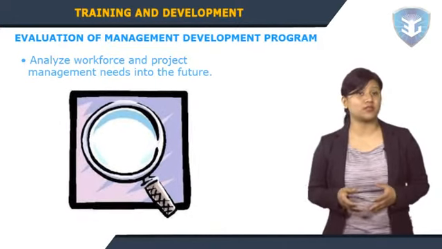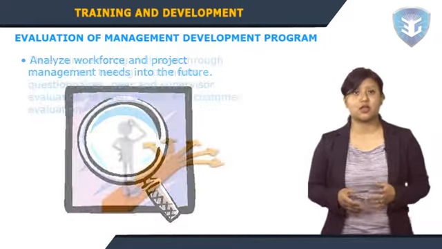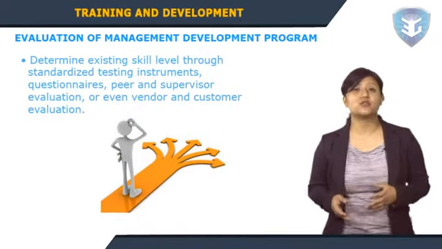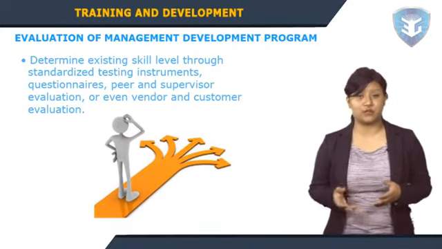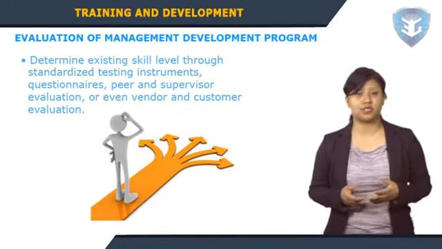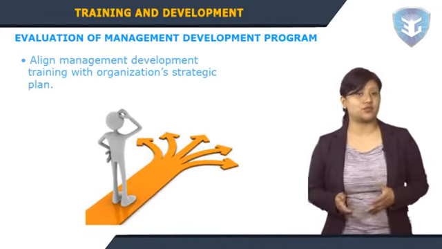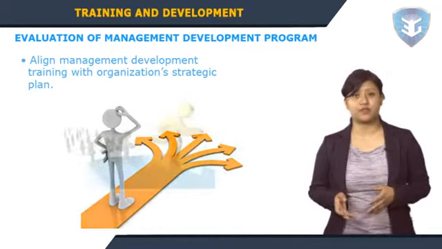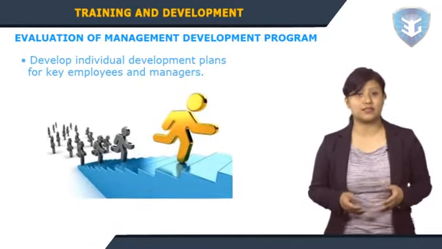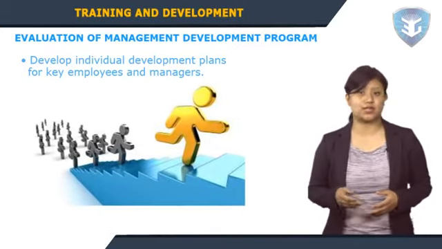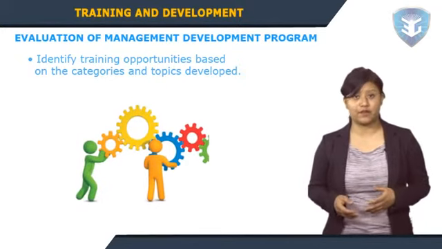Succession planning is an important part of management development and a key to ensuring strong leadership. Determine the existing skill level through standardized testing instruments, questionnaires that ask managers to identify their own information gaps and needs, peer and supervisor evaluation, or even vendor and customer evaluation. Align management development training with the organization's strategic plan. Develop individual development plans for key employees and managers based on their existing skill level and interest and organizational needs.